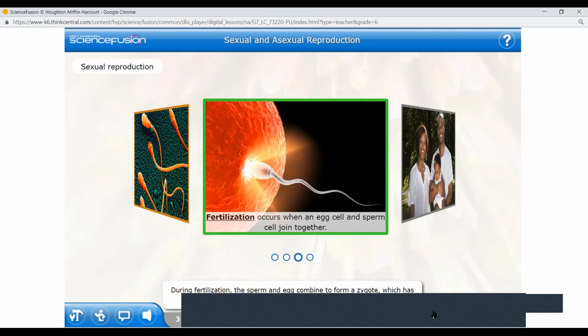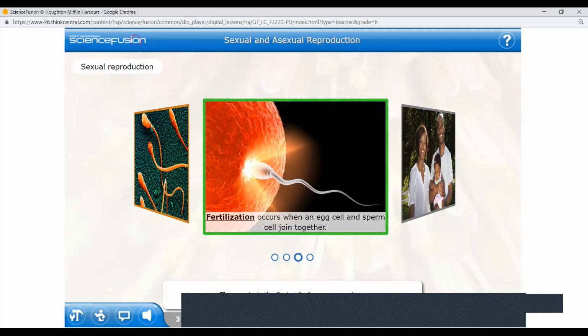You know, right? That egg cell and male sperm cell, they combine to form a new cell that is a zygote. What is the process? The process is fertilization, when the egg cell and the sperm cell join together to give you a zygote.